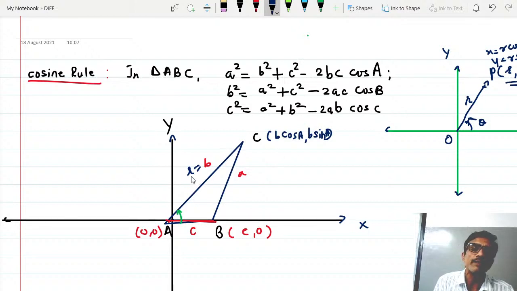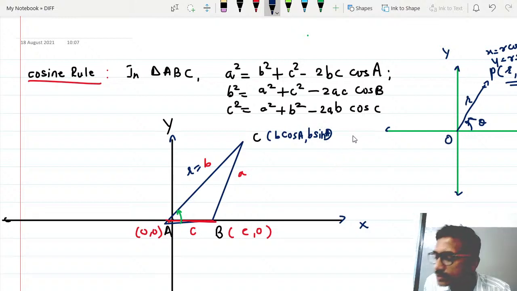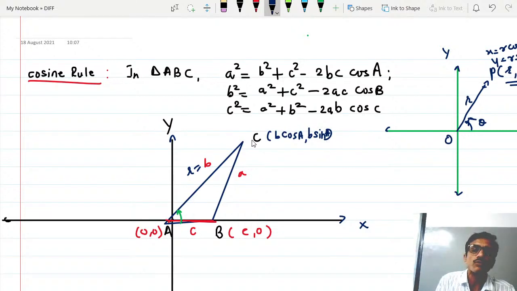So accordingly B and A are the polar coordinates, so Cartesian coordinates will be B cos A and B sin A. Are you agreed with this? So coordinates of C are B cos A and B sin A. Coordinates of A are 0, 0. Coordinates of B are c, 0.